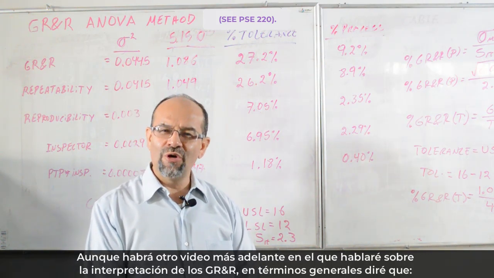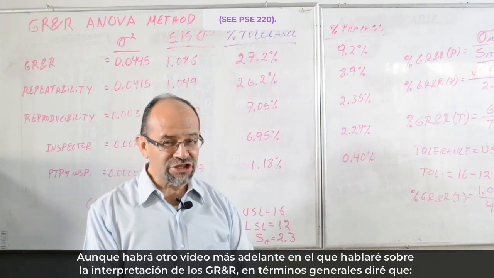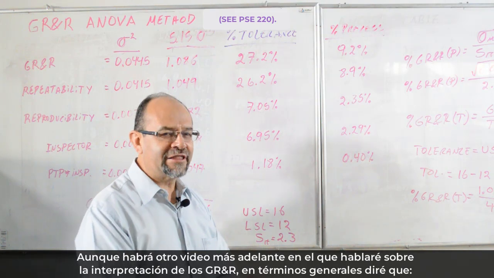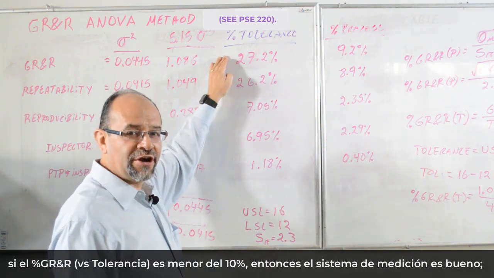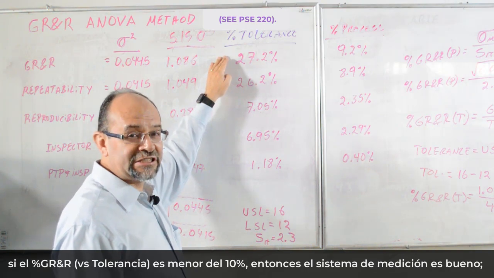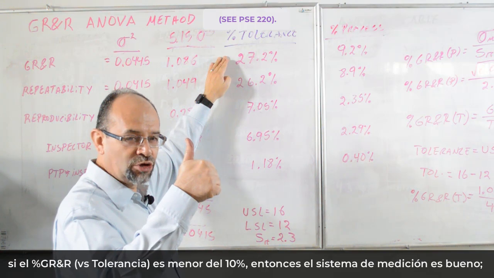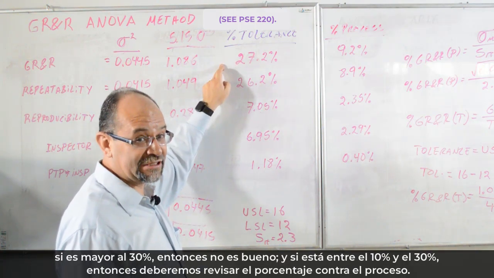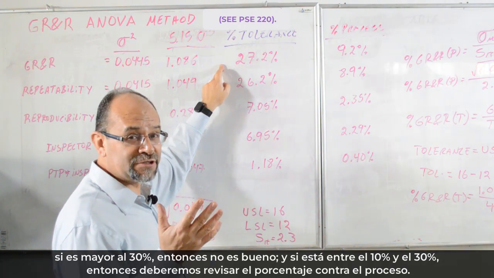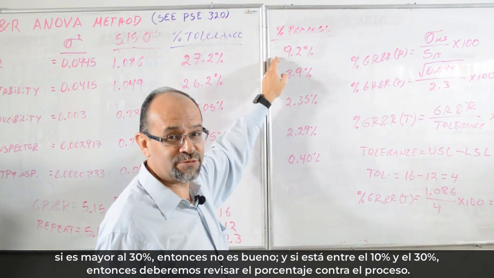Although there will be another video with more details about the interpretation of the GR&Rs, in general terms, let me tell you that if the percentage of GR&R against tolerance is smaller than 10%, then the measurement system is good. If this one is greater than 30%, then it is bad. And if it is between 10 and 30%, we should take a look at the percentage against process.